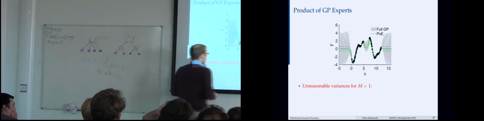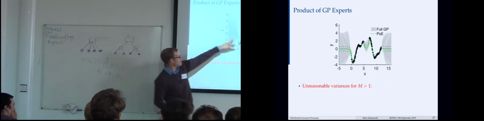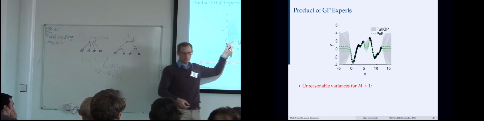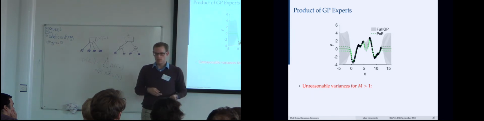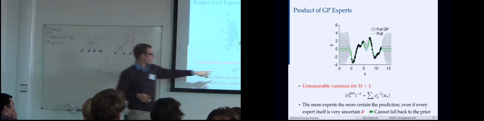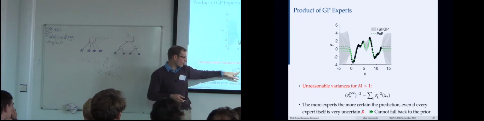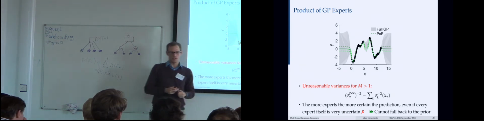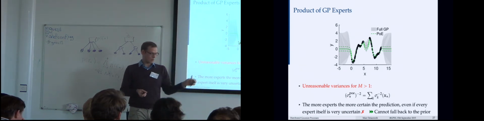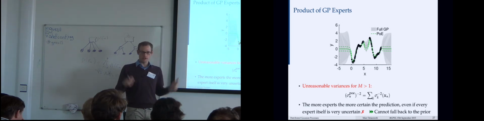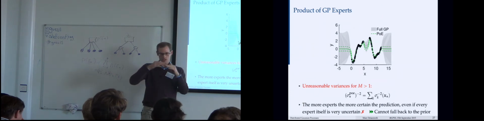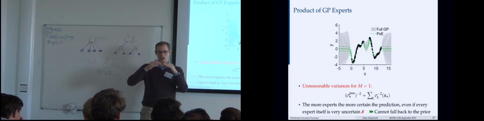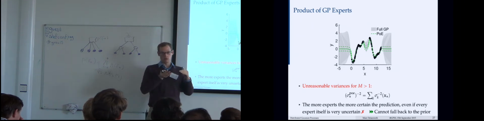The problem here is, the data fit looks actually quite nice, but the variances don't make any sense. And the reason for this is exactly that point. The overall precision is the sum of the precisions. And if you have 1 million experts saying, oh, mean 0, variance 1, then you just sum up all of these precisions, and the precision will be 1 million. So the variance is going to be 1 over 1 million.